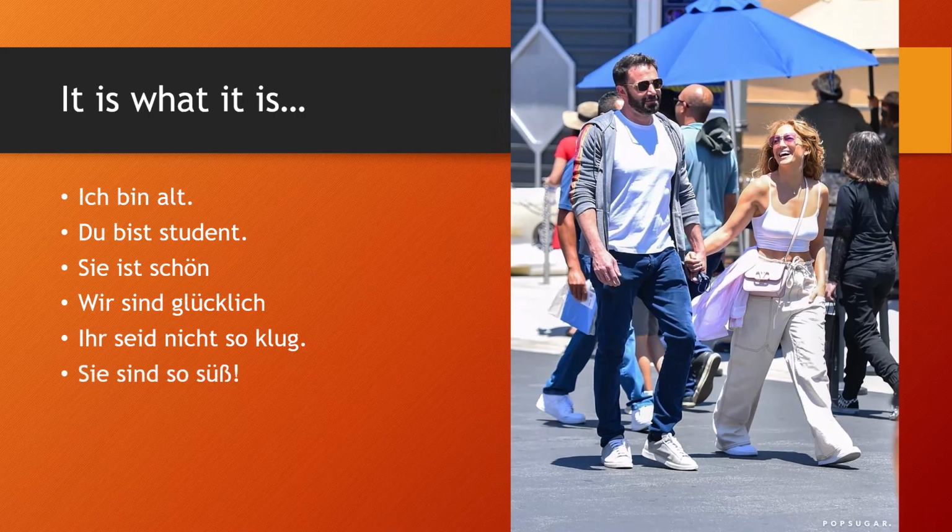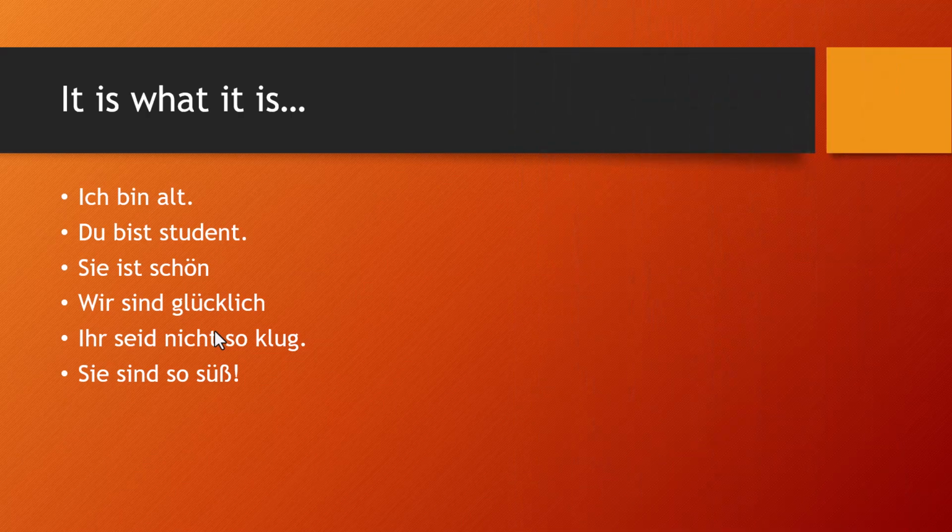And ach, sie sind so süß. Right, so here we have sie ist schön, and we know that this is one person because of the verb. Sie sind so süß means we know this is plural because of the verb. It means they are so sweet. Right? Okay.